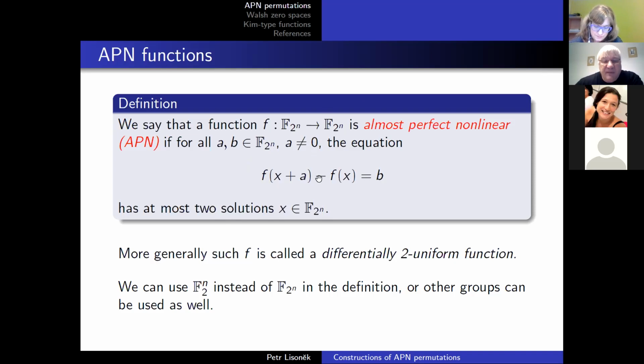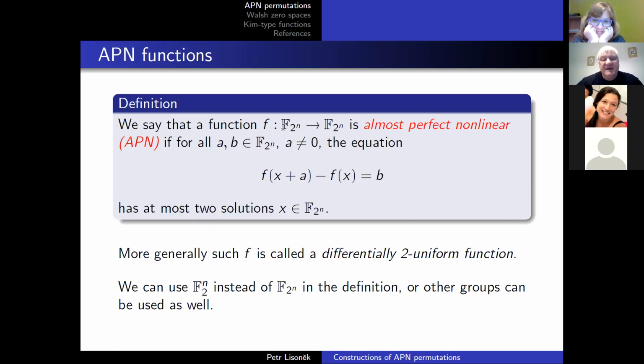I know I could have written plus instead of the minus, but I'd like to emphasize that we are thinking of this as a differential, so that's why the minus is there. More generally, if there is, say, at most four solutions, we would call the function differentially four uniform. In characteristic 2, we can only achieve even values, obviously, because if x is a solution, then x plus a is also a solution to this equation. But the best we can achieve, therefore, is 2 uniform, and those have this special name, almost perfect nonlinear.